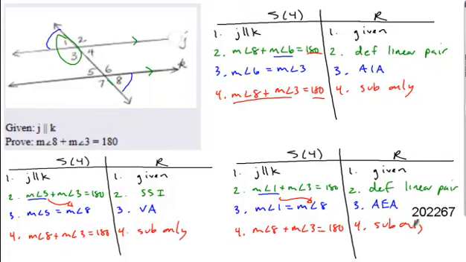Again, you can mix and match these, you can also use corresponding angles. If you said 8 and 7 add up to 180, 7 and 3 are corresponding angles. And so there's a number of different ways that you can approach that.